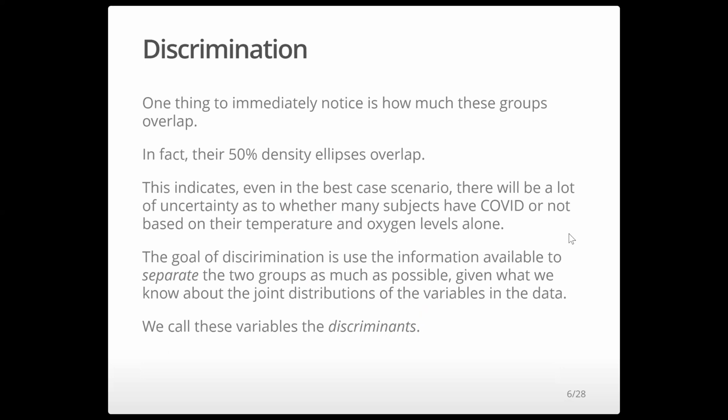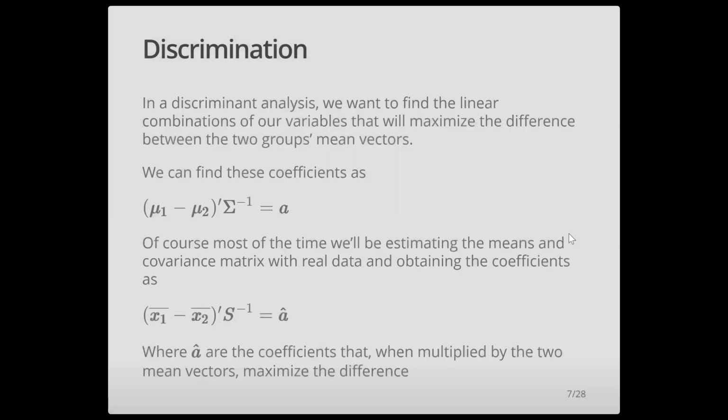The goal of discrimination is to use the information available to separate the two groups as much as possible, given what we know about the joint distributions. We call the variables that we use to assess this the discriminants. In this case, the discriminants would be temperature and oxygen. We want to find the linear combinations of our variables, our discriminants, that will maximize the difference between the two groups' mean vectors. We can find these coefficients using this formula, where we subtract the mean vectors from one another and multiply them by the inverse covariance.